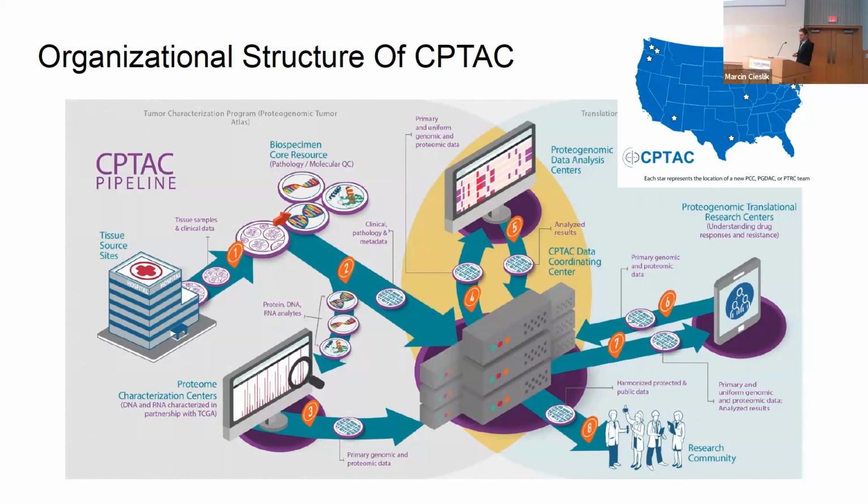As you can see, this is quite a complex organizational chart. There are many people involved, more than, I think, 15 institutions playing some role. Some of those institutions are tissue source sites. Some of the institutions perform the proteomics, and 3 institutions, the Broad, Baylor, and U of M, are responsible for the genomic data analysis.